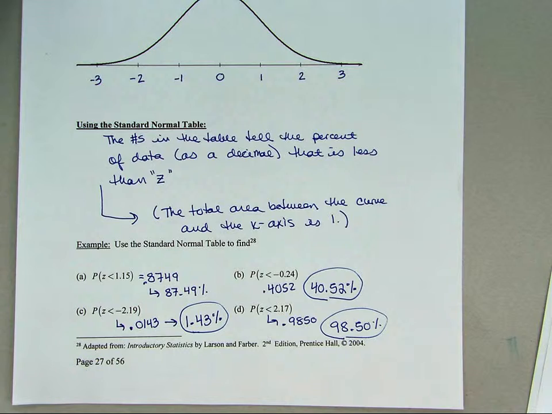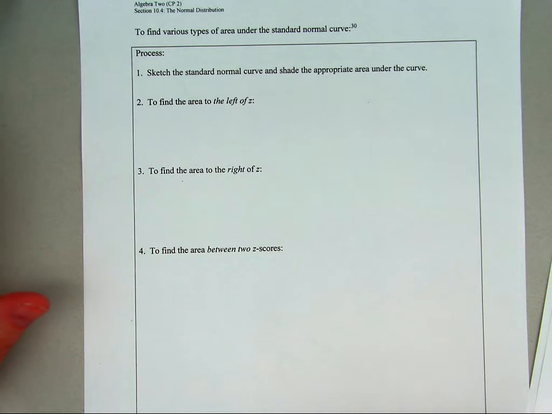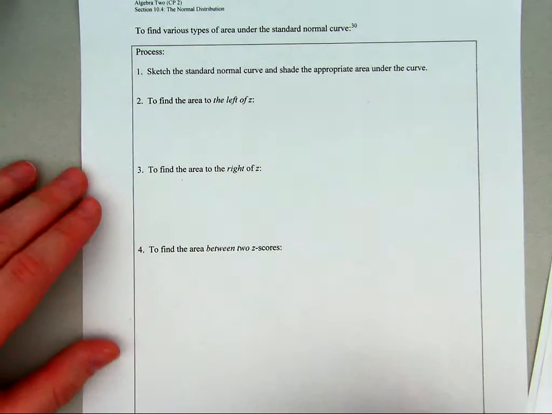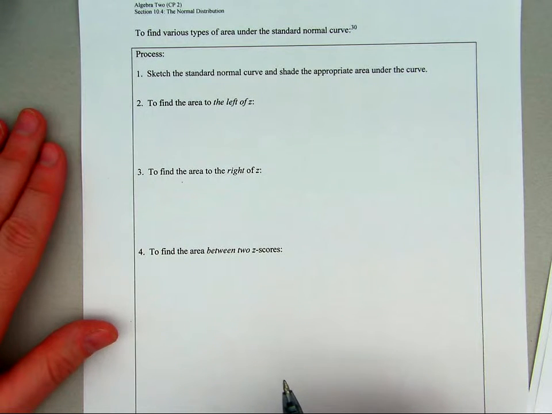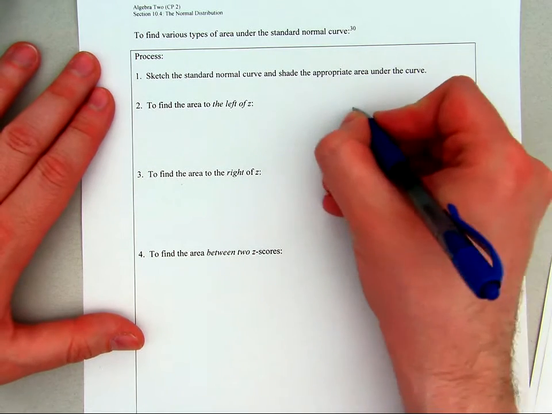Let's move on to page 30. We want to now find percents of data less than specific values. We already talked about that. Greater than specific values, and then in between specific values.